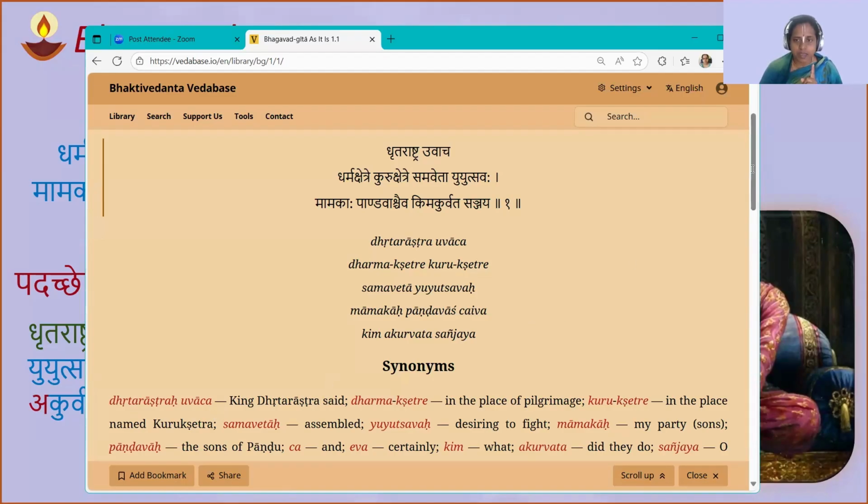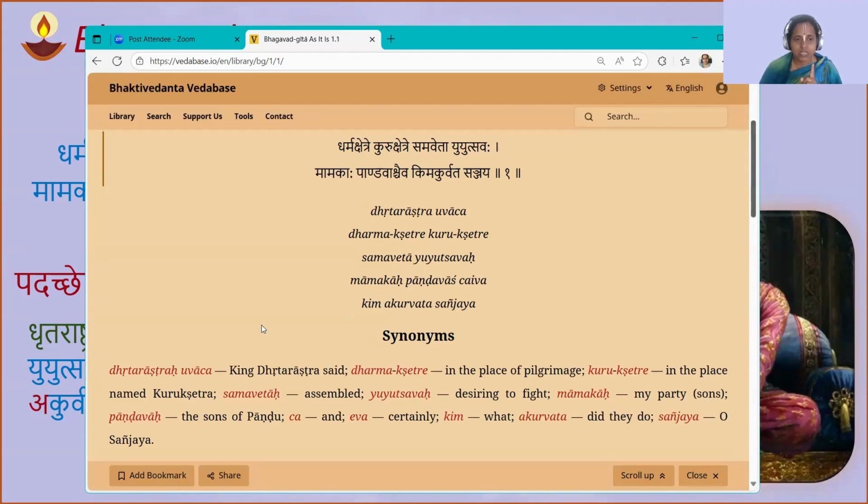So that's why I'm not teaching Sandhis yet, because we can take help of what Srila Prabhupada has already given us. Next one: now if you read each word, then you can see what transformations are taking place. The Dharma Kshetra stays the same, Kurukshetra stays the same. See here, Samaveta is there, but actually there is a Visarga here. So Samavetaha. Okay. Next one, Yuyutsavaha as it is, Mamakaha as it is.